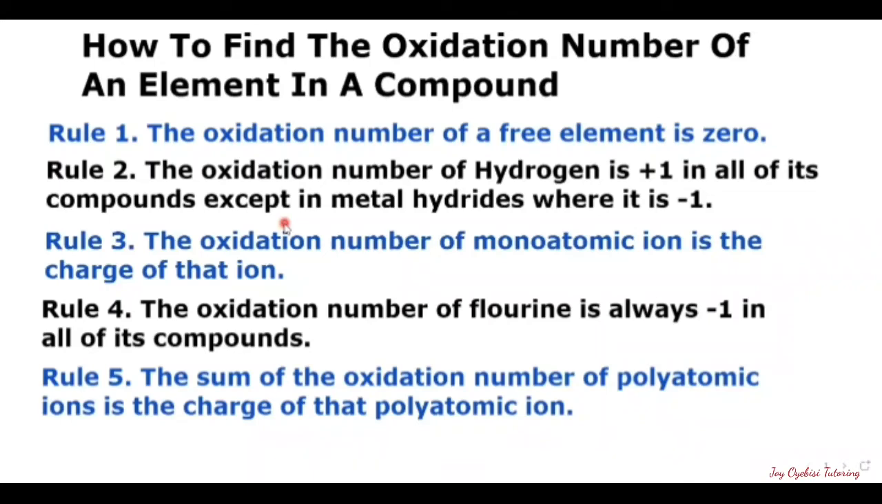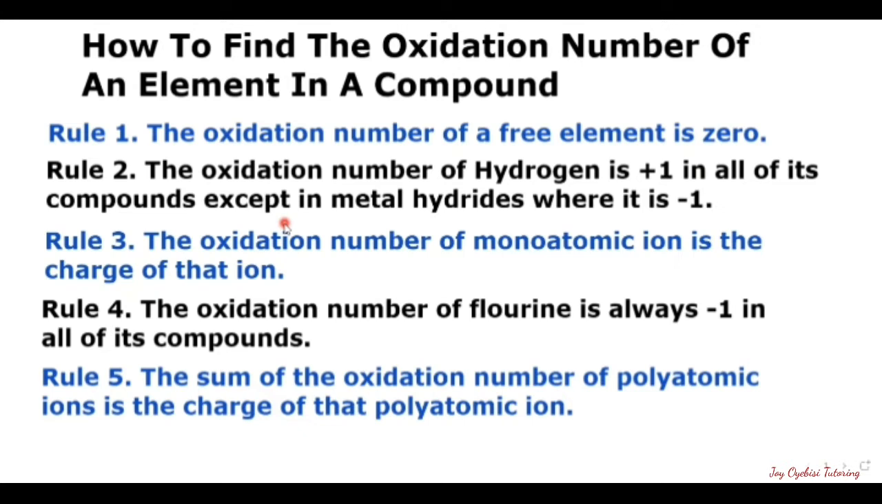In this video, I'm going to be showing you how to find the oxidation number of an element in a compound. So the following are the rules that will help us to find these oxidation numbers. And the first one here is that the oxidation number of a free element is 0. So in their natural state, when they are not combined, the oxidation number is 0.